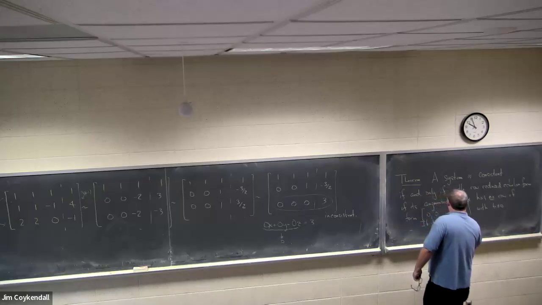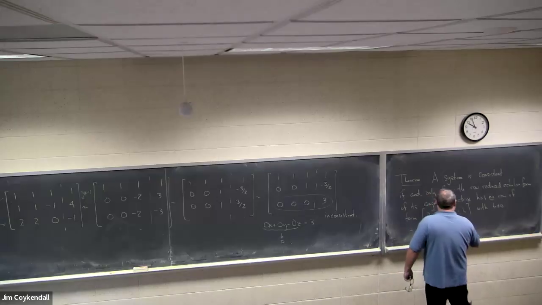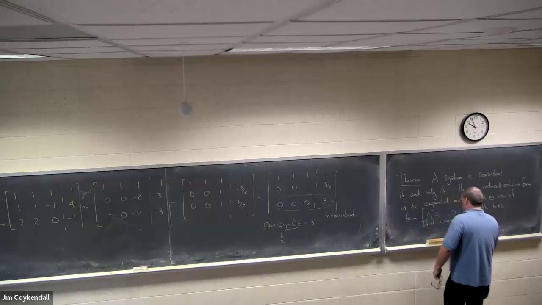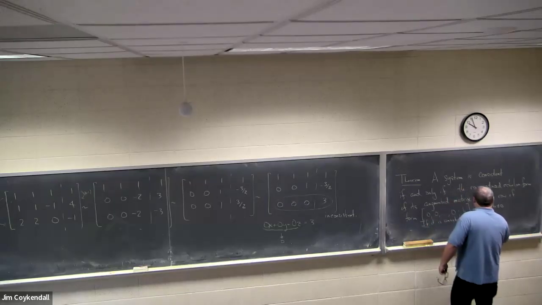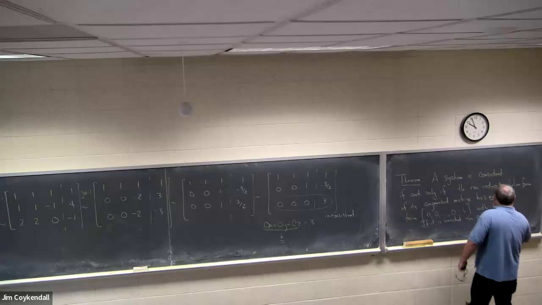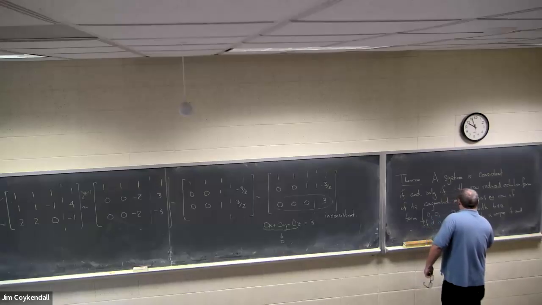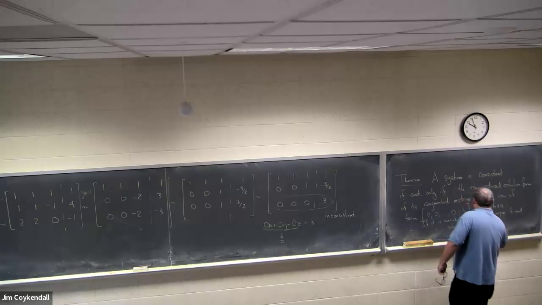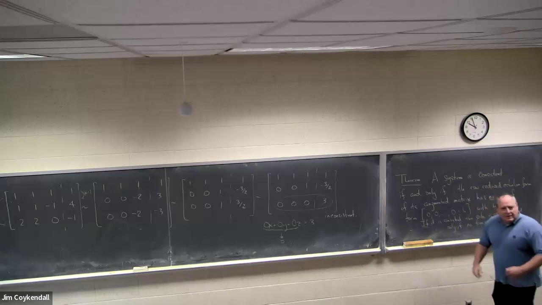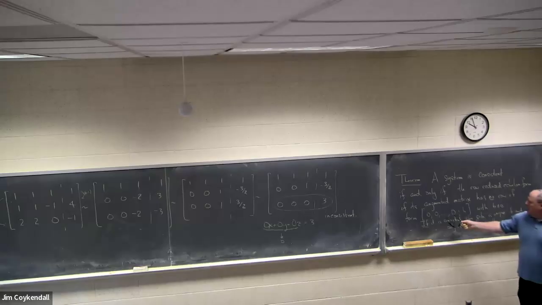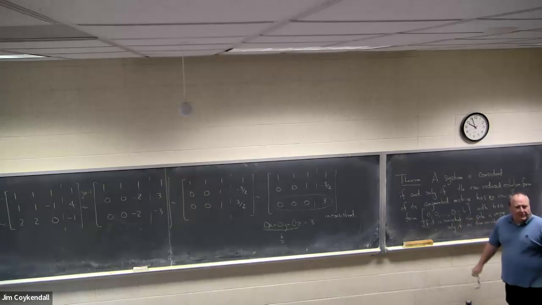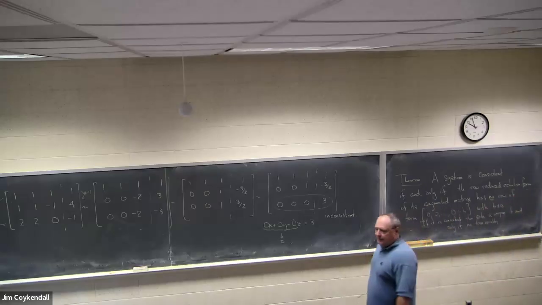If it's consistent, then the solution is unique if and only if there are no free variables. So in other words, let me break it down for you. If you ever get a row that looks like this, it's inconsistent. Throw it out, no solution.